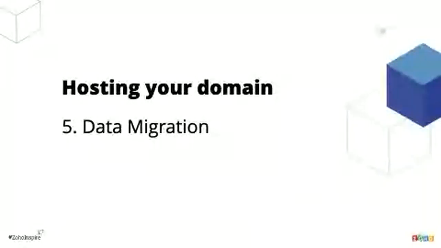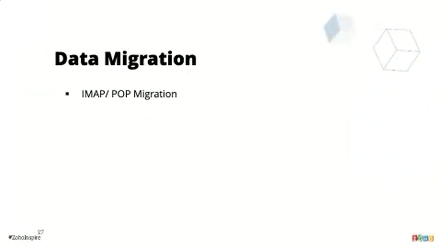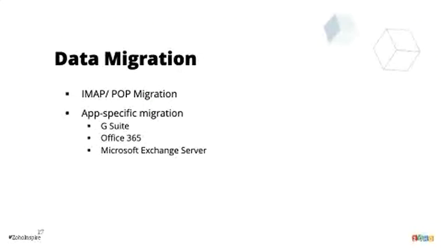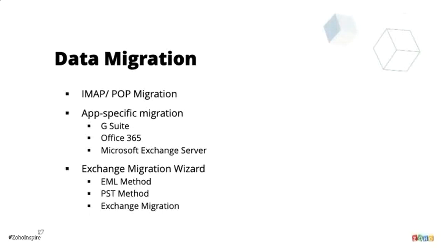There are multiple ways in which this can be done. I will walk you through each one of them. The first is IMAP or POP migration. The second is app-specific migration. In case you're migrating from one of these apps listed here, you can use the app-specific migration method. The third is the Exchange Wizard migration. When you're using the Exchange Wizard migration, it's mostly when you have your files stored locally on your system. You can use the offline Exchange Wizard migration method, and you can simply upload your files into the wizard and go ahead with the migration. Like I said, we will go through each of these methods one by one.